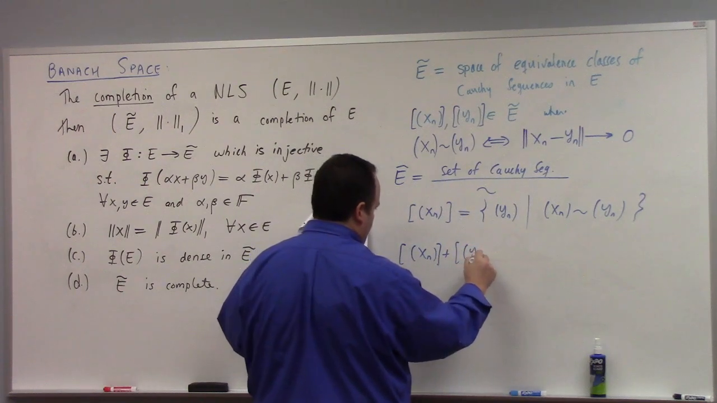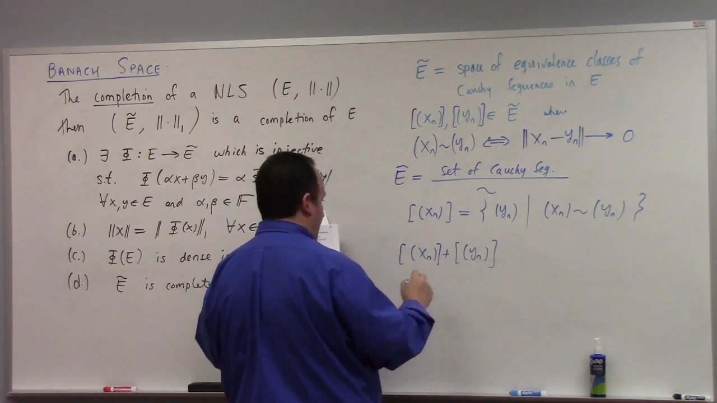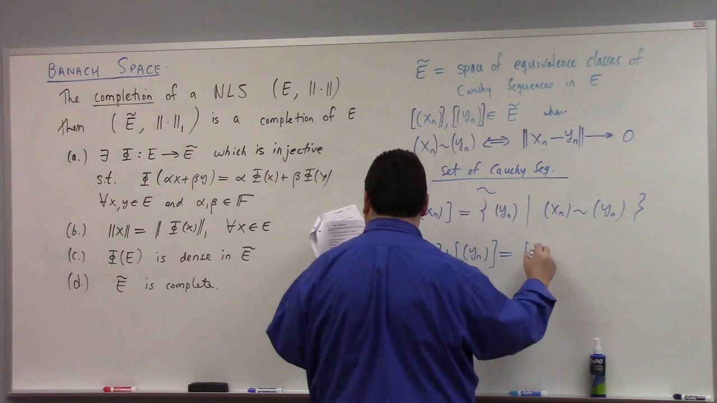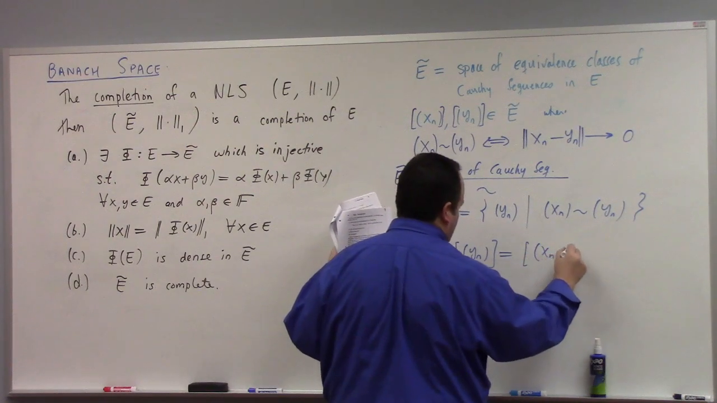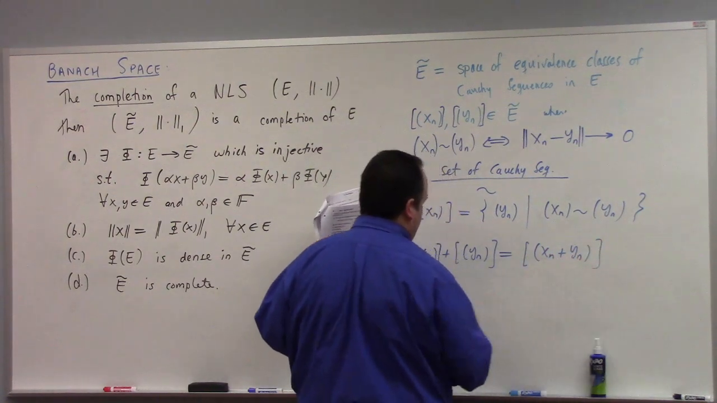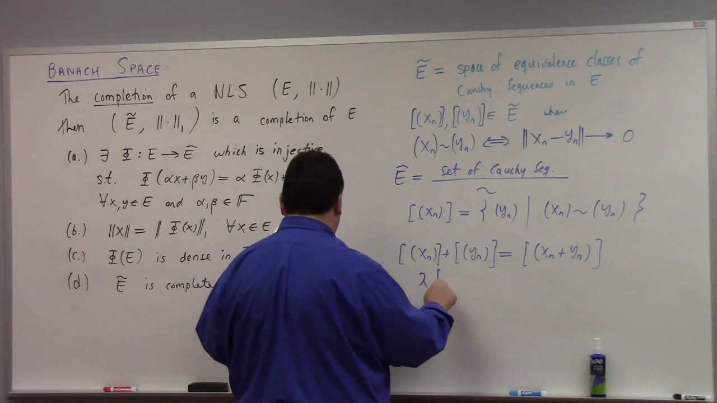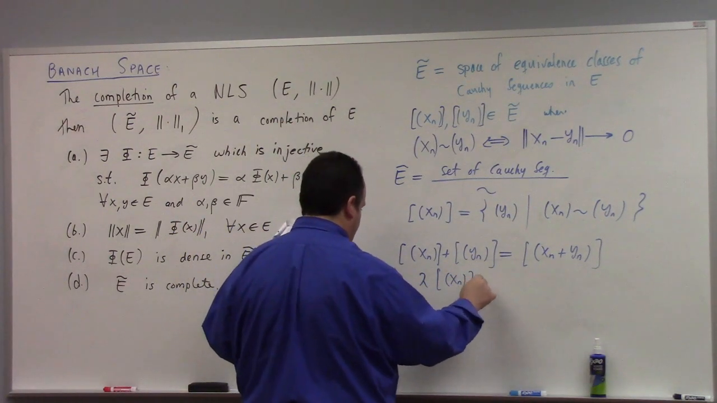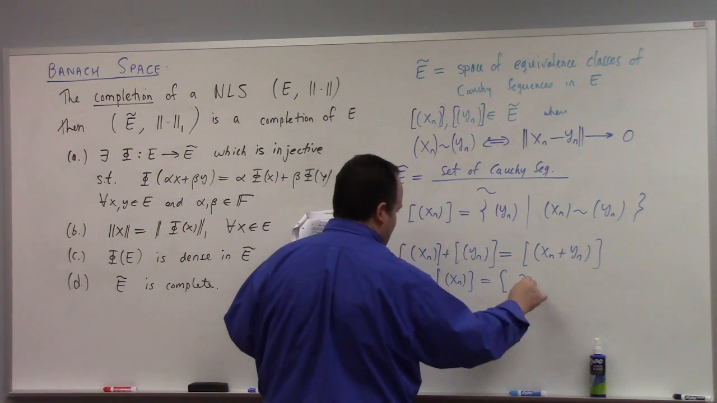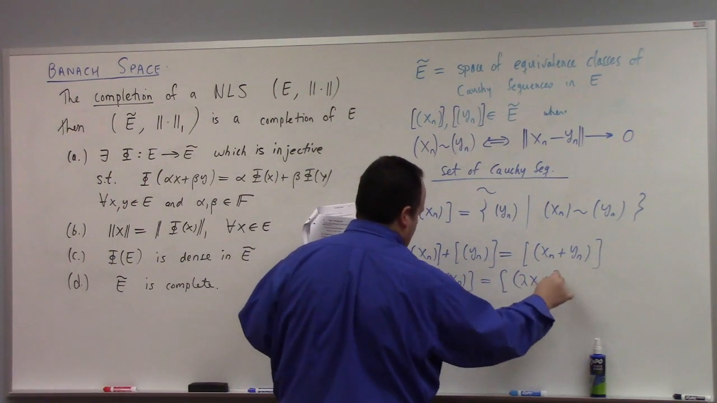It adds term by term each respective Cauchy sequences in the equivalence class. Yep. You just add the sequences. And how do you scalar multiply these guys? Scalar multiply the sequence.